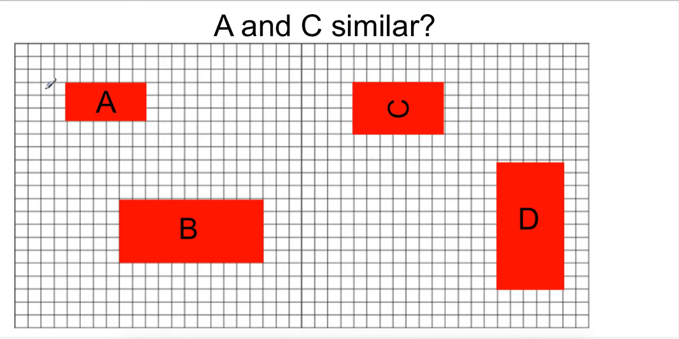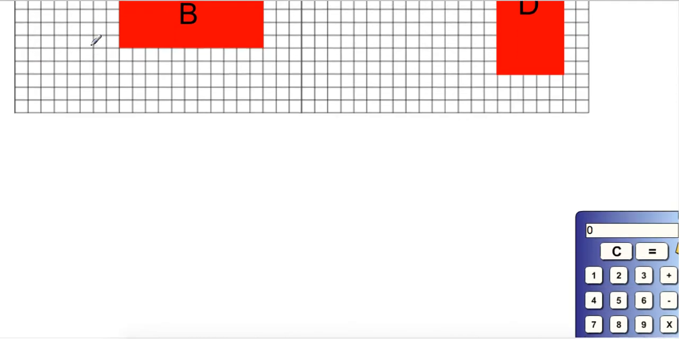And again, just like last time, I know that A is 3 units tall and 6 units wide. C is 4 units in length and 7 units wide. So now I'll copy these shapes down below to check if they're similar to one another.